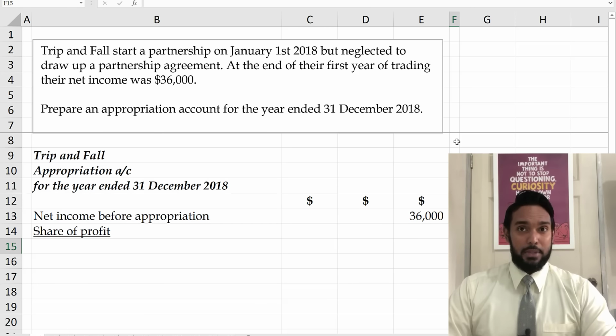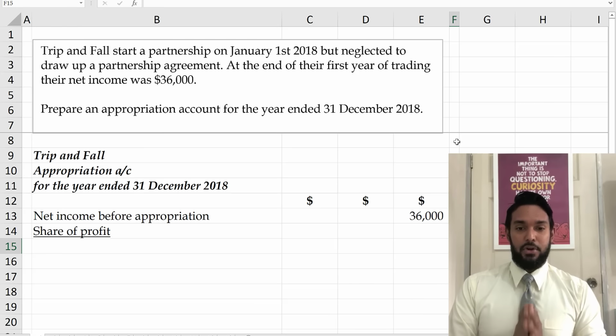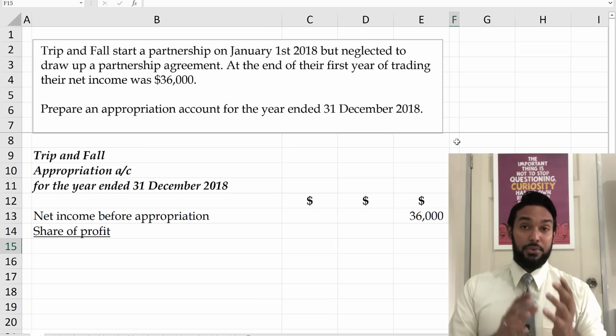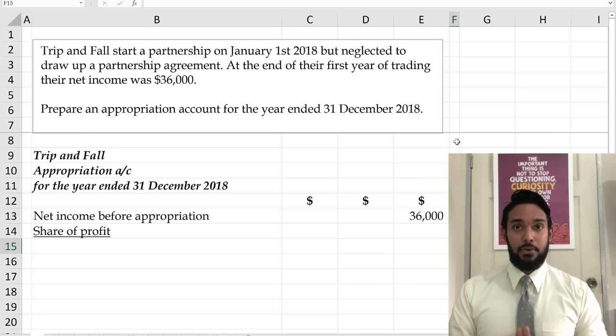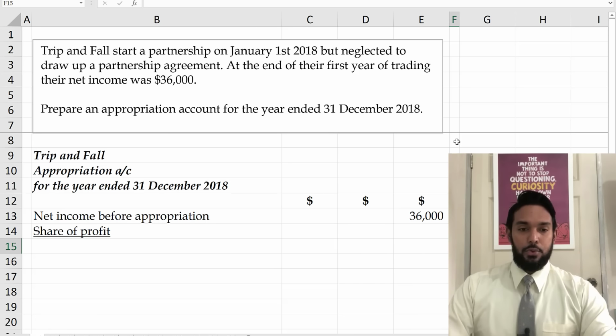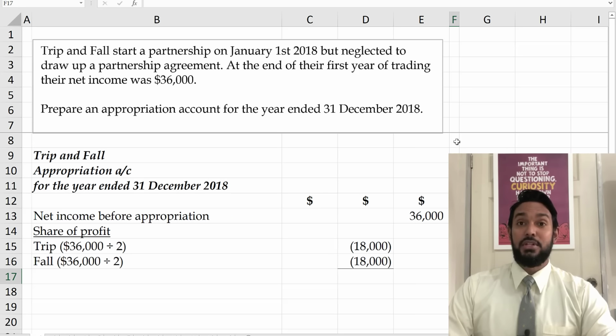So we share it equally, because anytime the partnership agreement doesn't say how to share profit, you automatically default to sharing it equally. So for Trip, he's going to get 36,000 divided by 2, which is 18,000. And guess what Fall is going to get? The same 36,000 divided by 2, which is 18,000. If we add up those two shares, we get back 36,000. And when subtracted from the profit, we are left with 0.